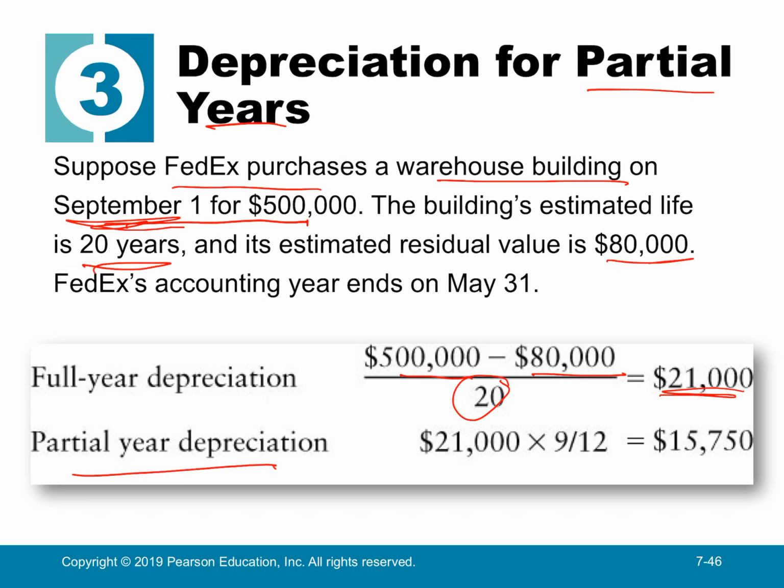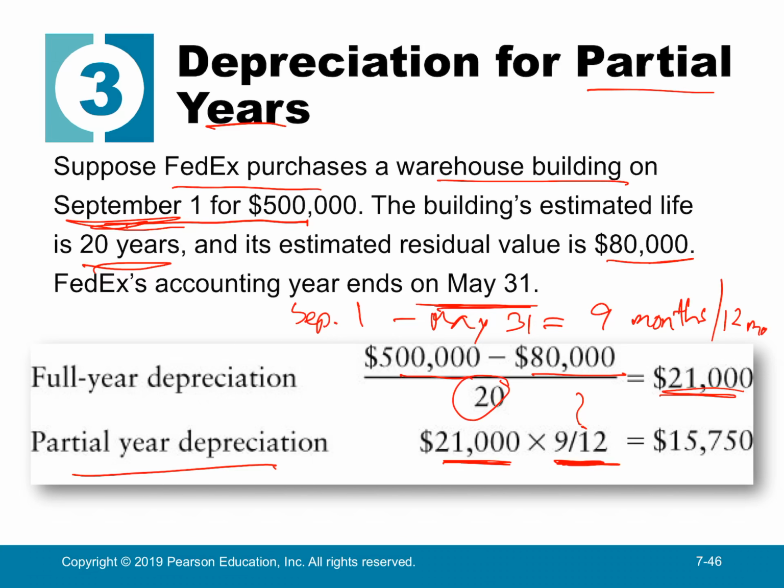And our partial depreciation is going to be 21,000 times 9 out of 12. And this is for year-end May 31st. If you have a question of how we got 9 out of 12, well, September 1st to May 31st equals 9 months out of 12 months in a year.